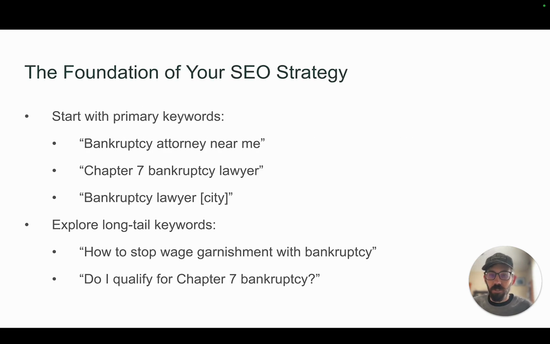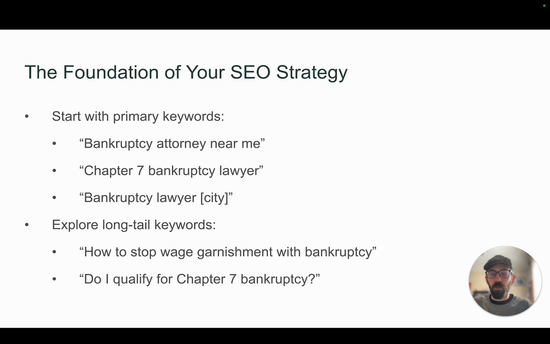Next, the foundation of your SEO strategy. So there's two types of content we think about. One is going to be primary keywords, our money pages. These are terms where someone is wanting to work with us and we want to make sure that we're hitting those terms with the correct pages. So that could be bankruptcy attorney near me, chapter 7 bankruptcy lawyer in whatever city. These are people who are looking for a bankruptcy attorney and they want to work with you right now.